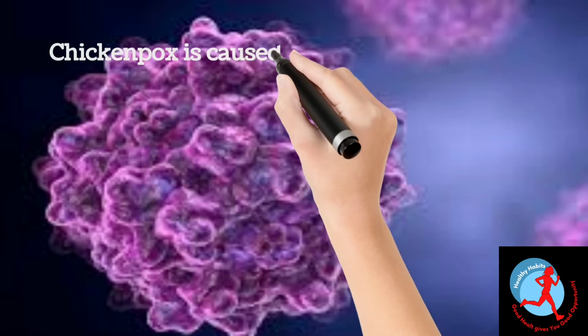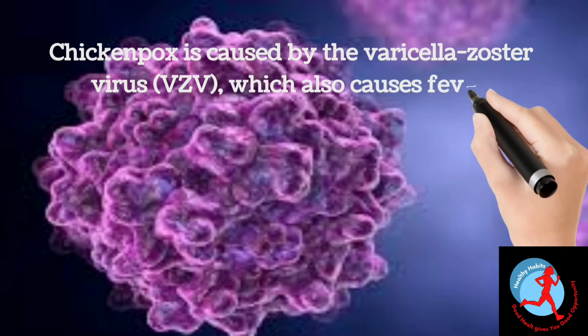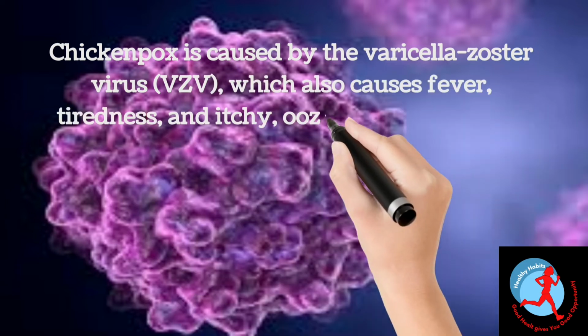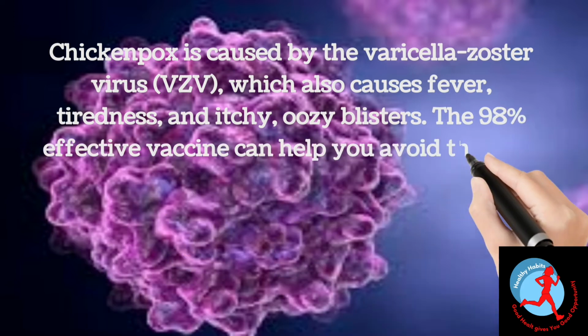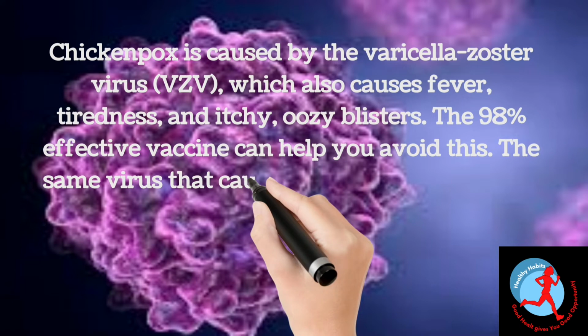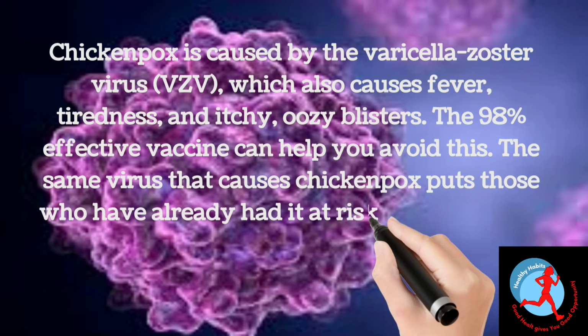Chickenpox is caused by the varicella-zoster virus, VZV, which also causes fever, tiredness, and itchy, oozy blisters. The 98% effective vaccine can help you avoid this. The same virus that causes chickenpox puts those who have already had it at risk for developing shingles later in life.